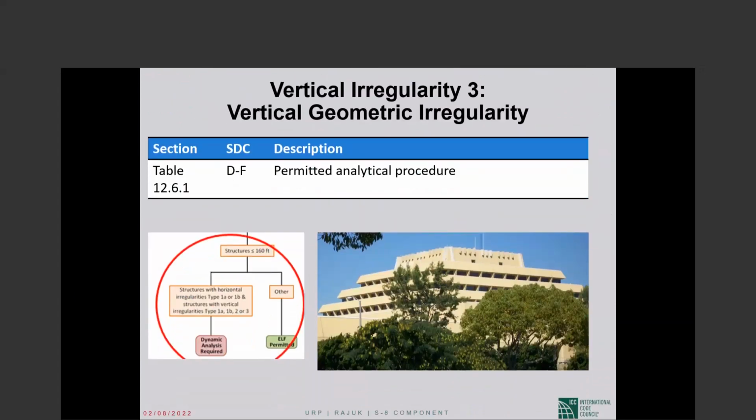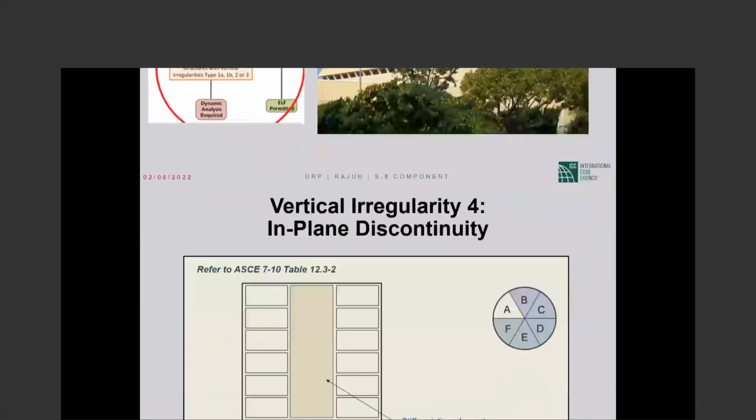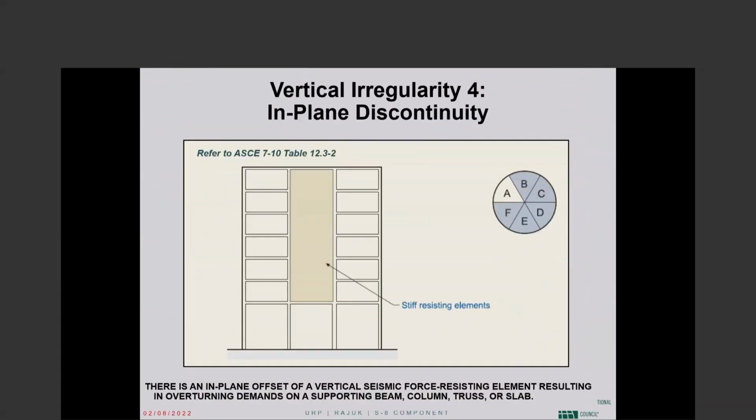If you have vertical type 3, that is also one of the bad irregularities, and you will have to do dynamic analysis. You have to go to this table, and the table will tell you that you have to do dynamic analysis.